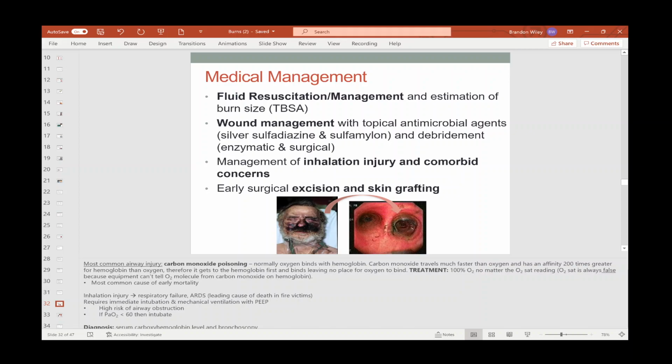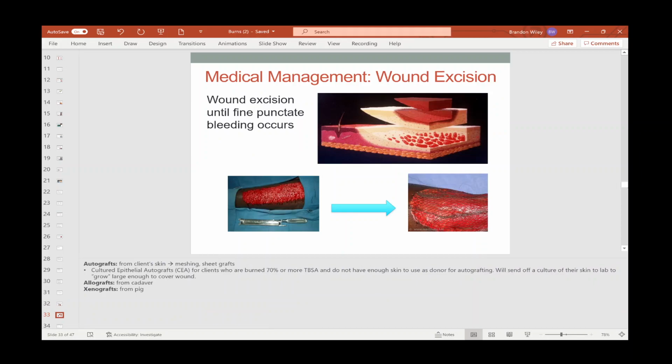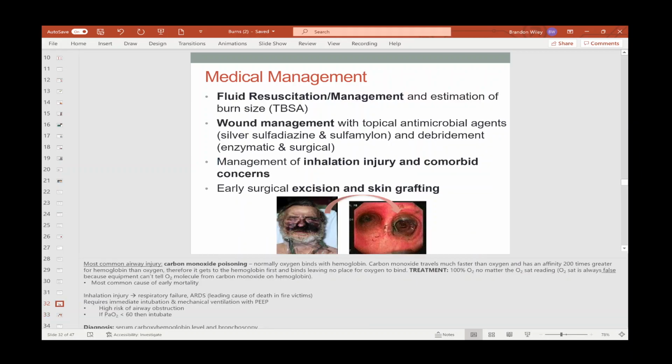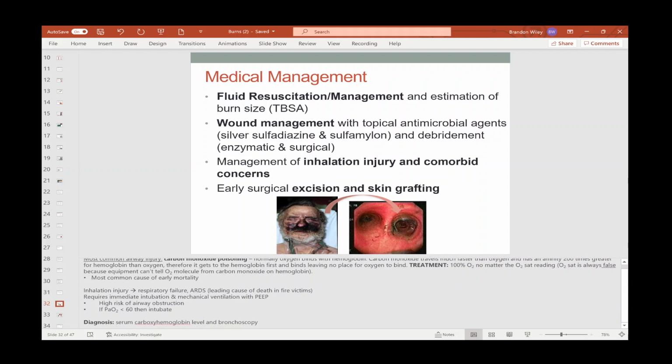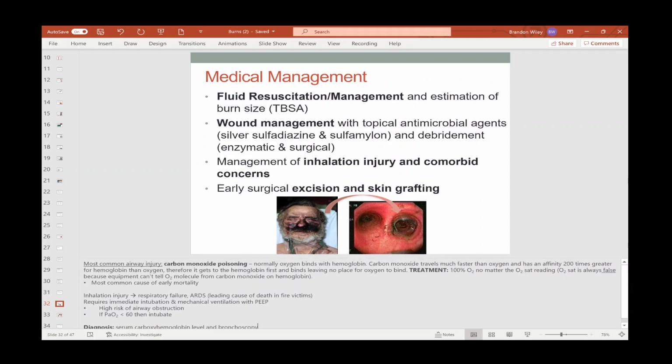Now, when we're talking about medical treatment and fluid resuscitation, it all is estimated on that burn size, right? I want to cover this wound management right here. What we usually do is topical antimicrobial agents and debridement agents. The reason I want you to lean in a little bit is that you have to debride the area. You have to get the stuff that's not viable off of there. If you have necrotic tissue, you have to get that off so you can get to the viable tissue and have it rejuvenate, right?